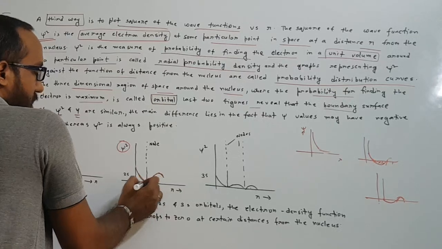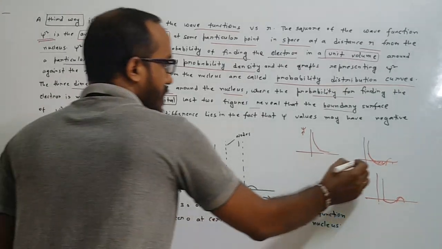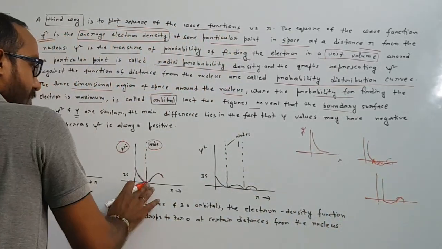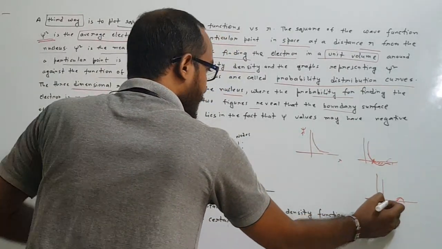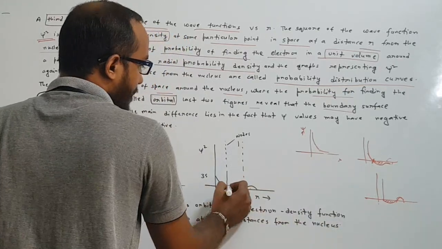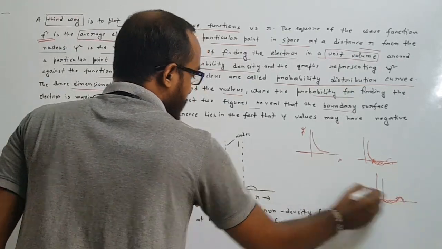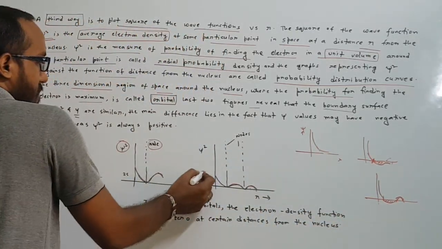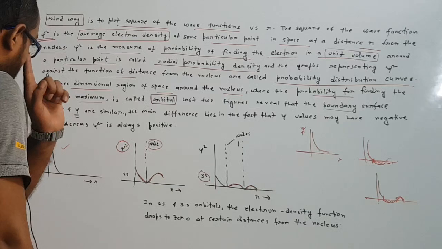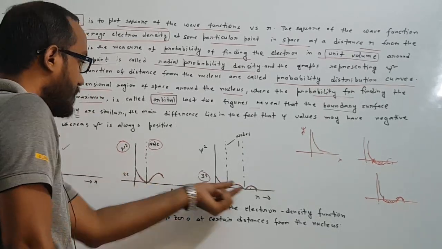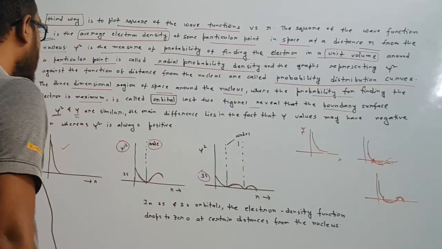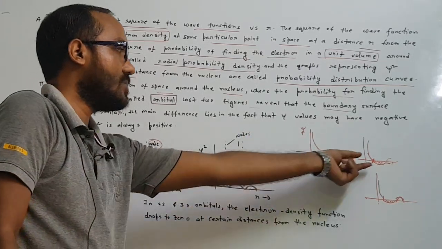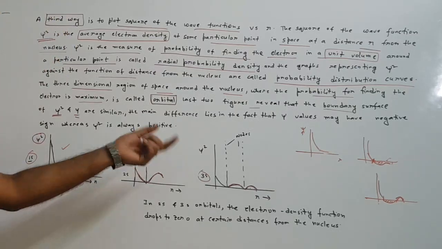Here also it touches the x-axis at one point, so we have one node. In the second curve, if you see, we have this negative part. This negative part would be positive, and this positive part lies as it is. So this is our 3s orbital curves. In 2s and 3s it touches one time and two times, so we have one node and two nodes. This is the only difference between psi square versus r and psi versus r. In psi versus r we have negative and positive regions. Here we have only the positive region.